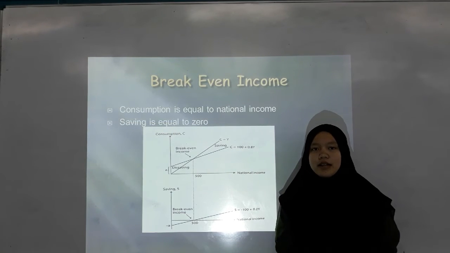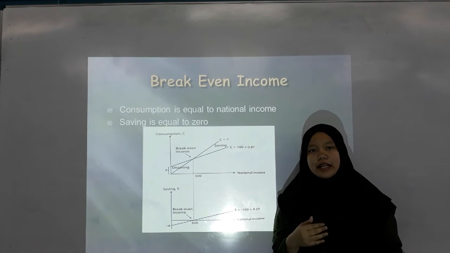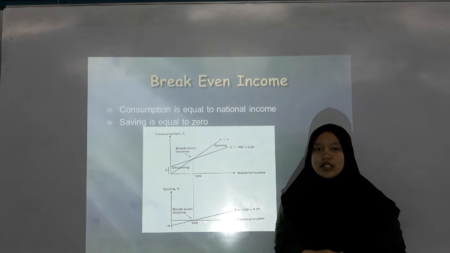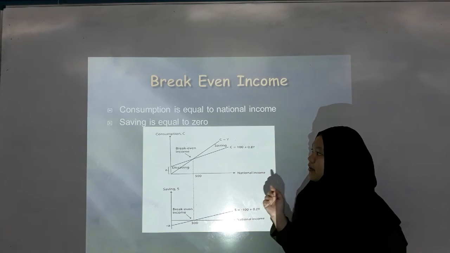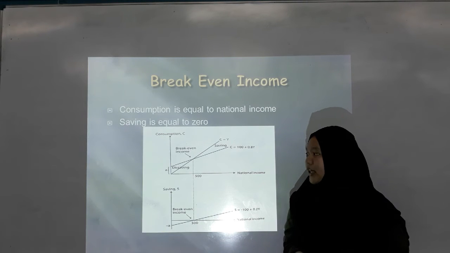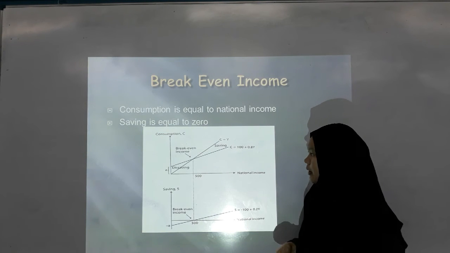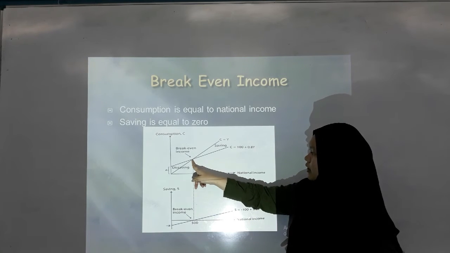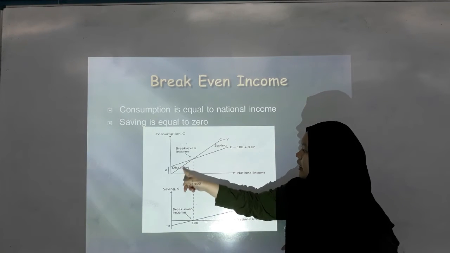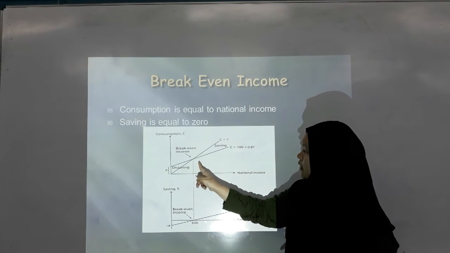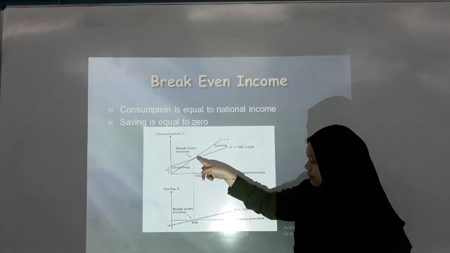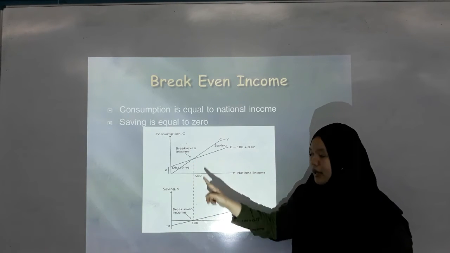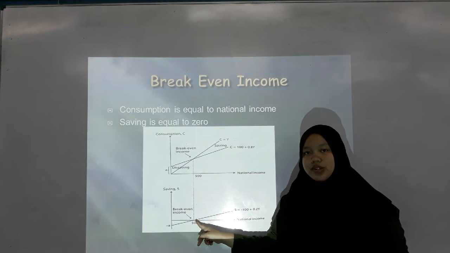Next, I will explain the break-even income. Break-even income occurs when consumption is equal to national income and the saving is equal to 0. As we can see in the diagram, break-even income occurs when the income function intersects with the consumption function. And at the same time, the break-even income makes the saving equal to 0.